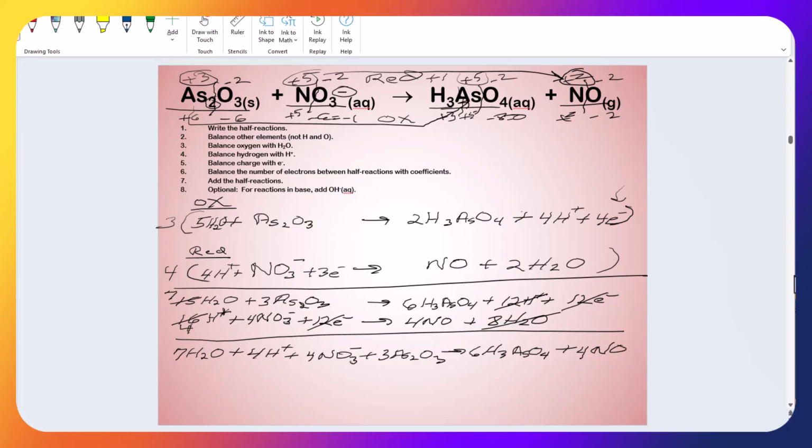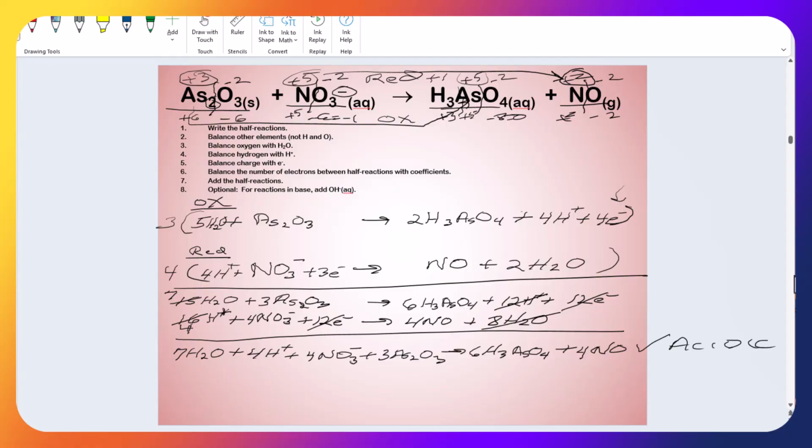So nitrogen, I've got 4 on the product side, 4 on the reactant side. There's no charge on the product side, and on the reactant side I have 4 pluses for the 4 H plus, and 4 negatives for the 4 nitrates. They cancel each other. So this reaction is balanced under acidic conditions.